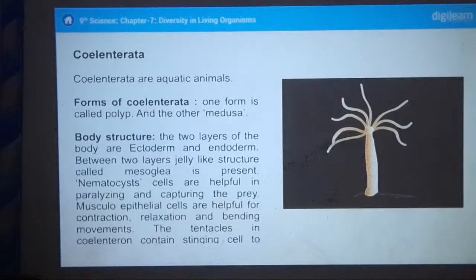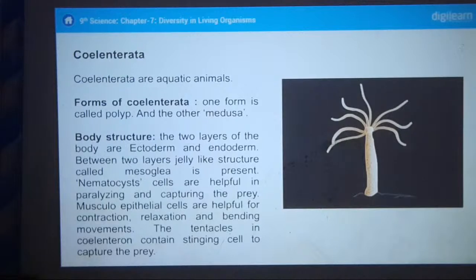Cnidaria. These animals have an internal cavity called coelenteron, which helps in digestion. Hence the name Cnidaria. These animals exist in two forms. The body is made up of two layers, an outer ectoderm and an inner endoderm. Hence, these organisms are called diploblastic animals. The jelly-like structure present between the layers is called mesoglea.